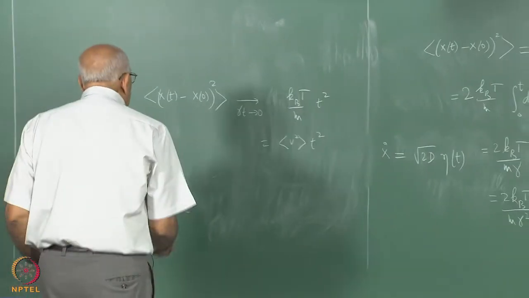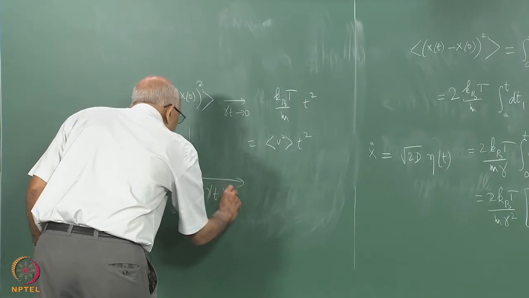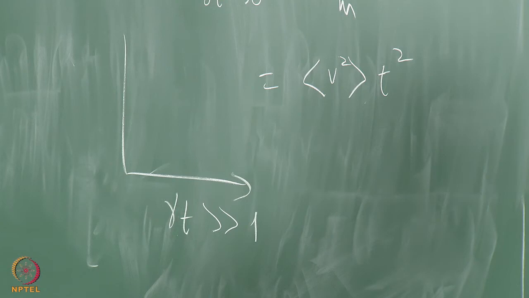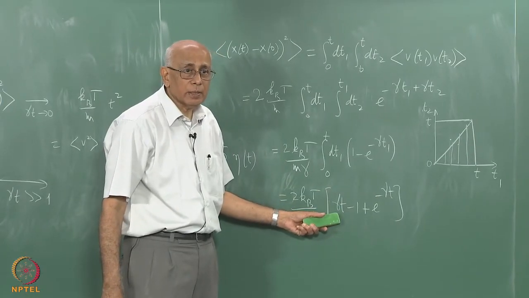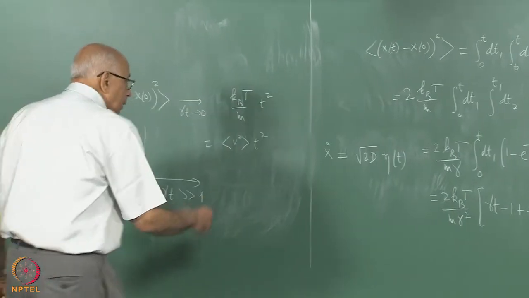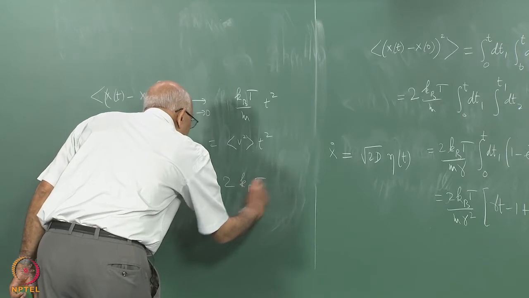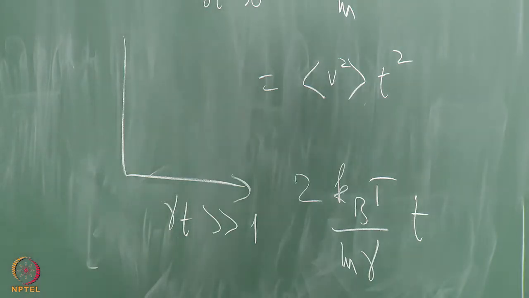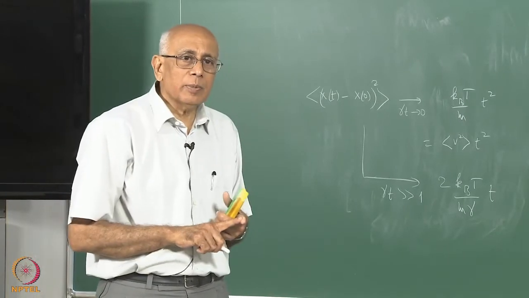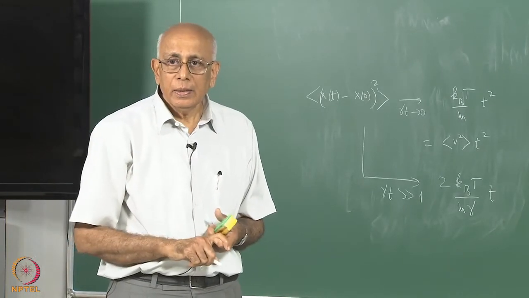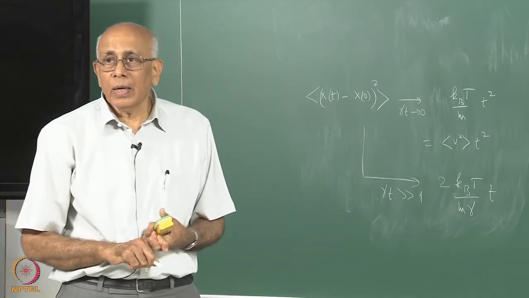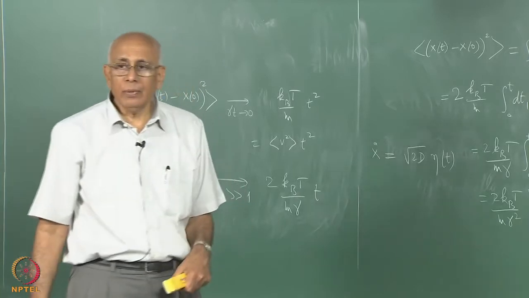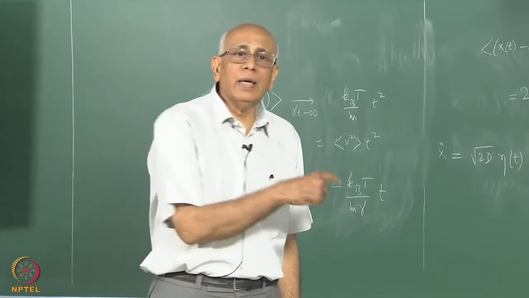So, what happens to this as gamma t tends to infinity, much, much greater than 1? What happens in that limit? Well, this term is certainly negligible, that is negligible. This guy is becoming extremely large. So, one of the gammas cancels, and you end up with twice k_B T over m gamma times t. But that is precisely the result we got from the diffusion equation, which said that the mean square displacement goes like twice the diffusion constant times t. You get exactly the same thing, and now as a bonus, you get a formula for the diffusion constant. Earlier, the diffusion constant in the diffusion equation was an input. It was just a parameter you put in, but now you have related it to a microscopic parameter.